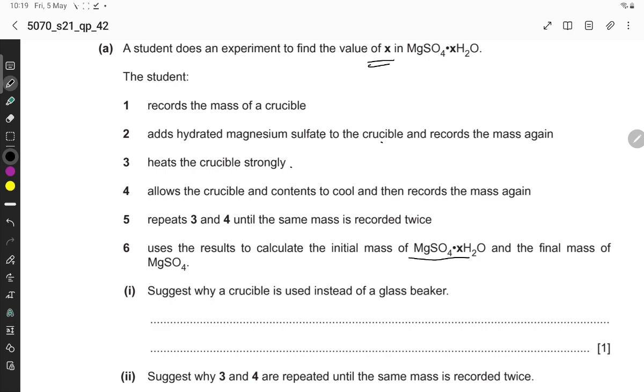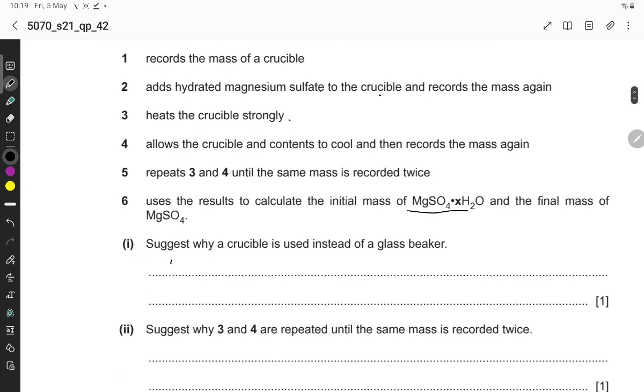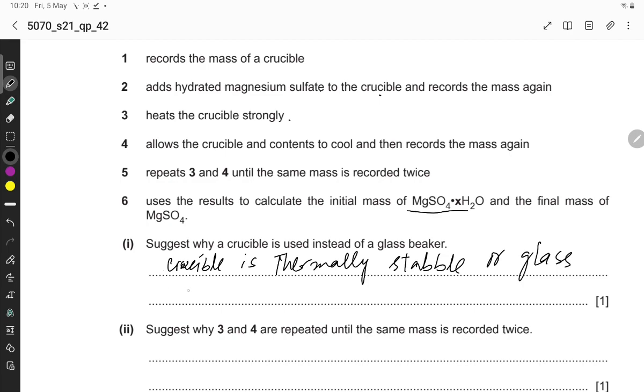Suggest why a crucible is used instead of a glass beaker. Crucible is thermally stable, or you can say that a glass beaker can break.